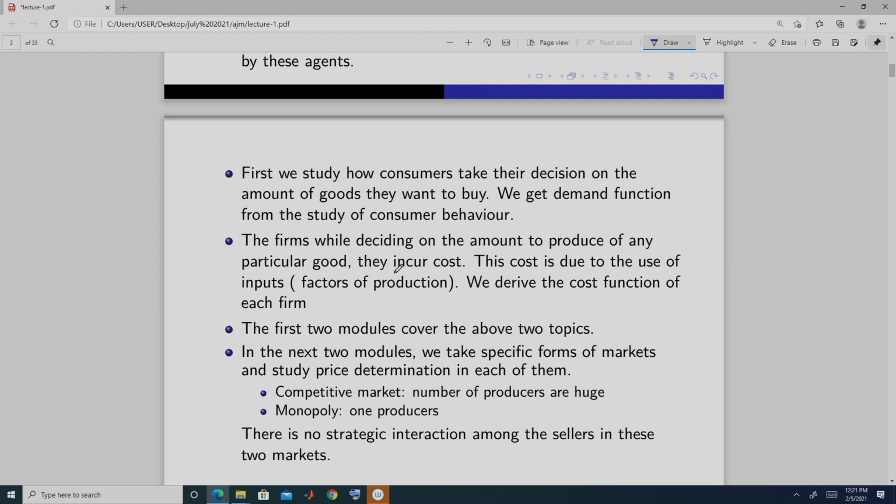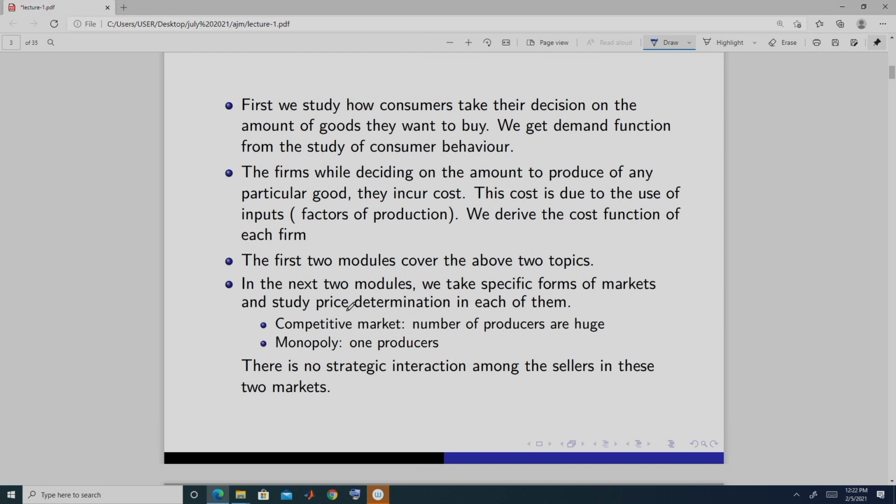And the firms, while producing output, need to employ inputs like land, labor, and capital, that is machines, and so they incur cost in hiring these inputs. That will give us something called the cost function, and so we will derive the cost function in this second module, where we will study how the firms take decisions regarding the inputs that they are going to employ.